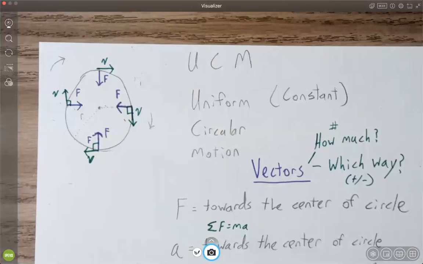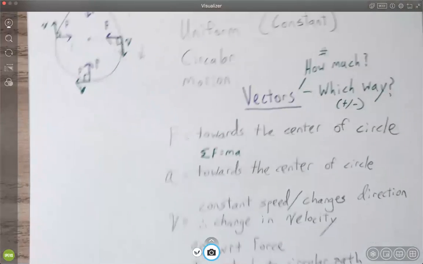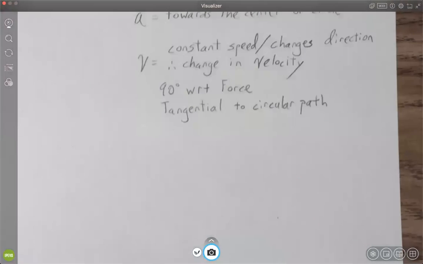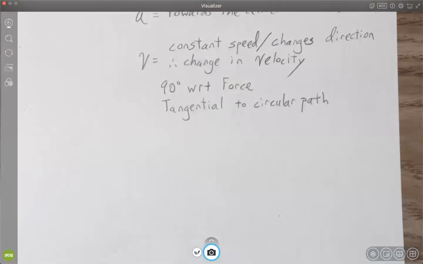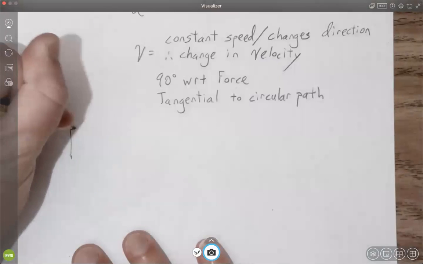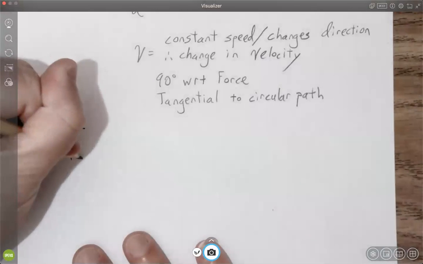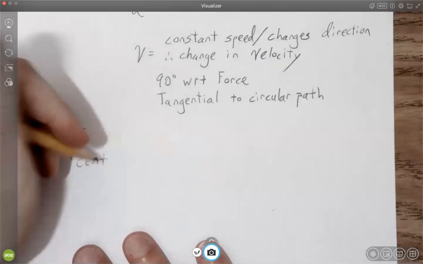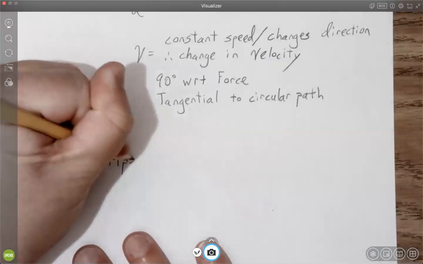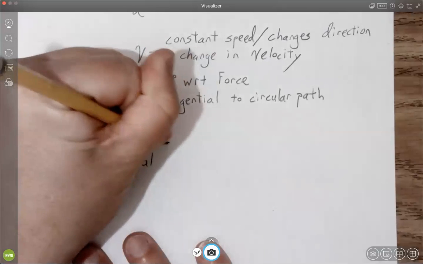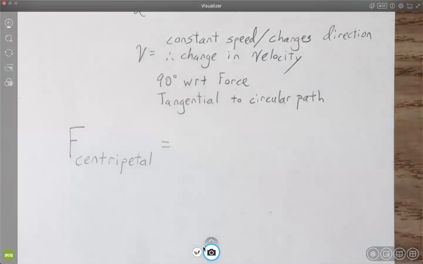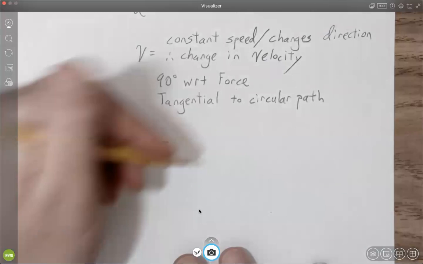So now we have the direction of this velocity, we have the direction of the force. We can also now quantify. So we have the which way, but we can also get how much. So this force that went towards the center is known as centripetal force. I'm just going to call it F sub C. When I mean F sub C, it's this centripetal force.